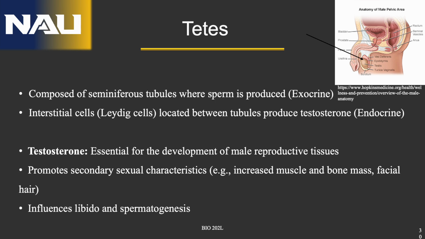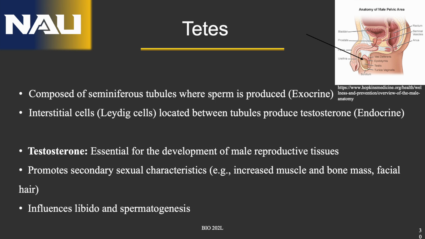The structure of the testes includes seminiferous tubules where sperm is produced. Between these tubules are interstitial cells, also known as Leydig cells, which are responsible for producing testosterone. Testosterone is crucial for the development of male reproductive tissues such as the testes and prostate. It also promotes secondary sexual characteristics like increased muscle, bone mass, and the growth of body hair.